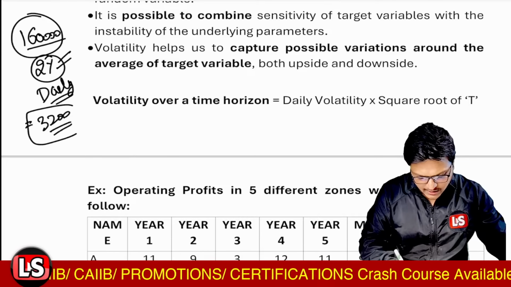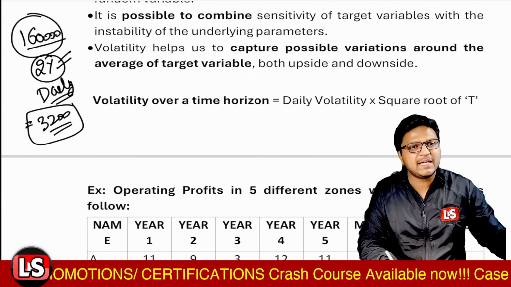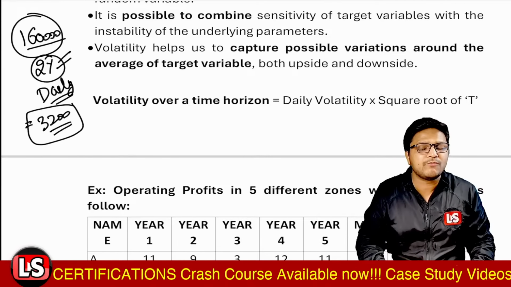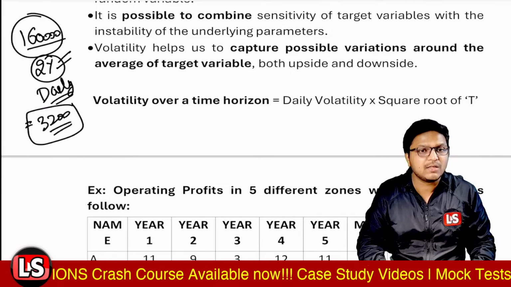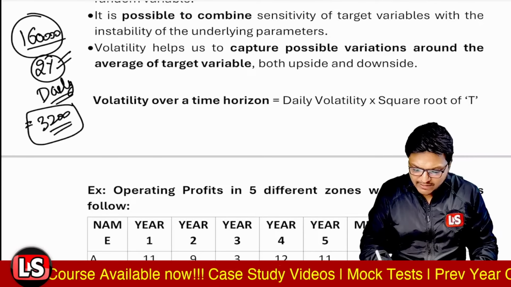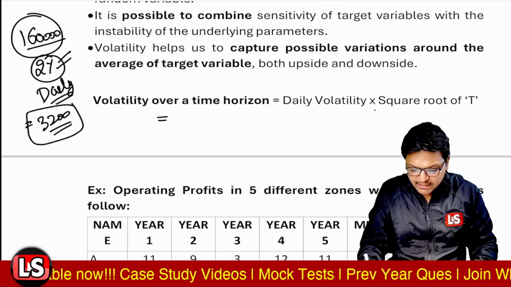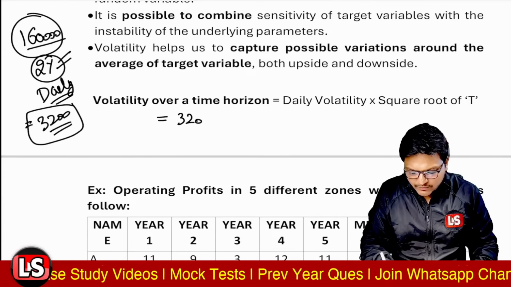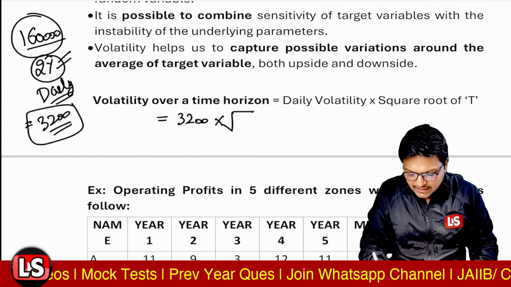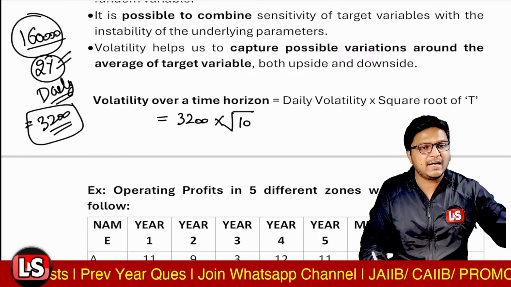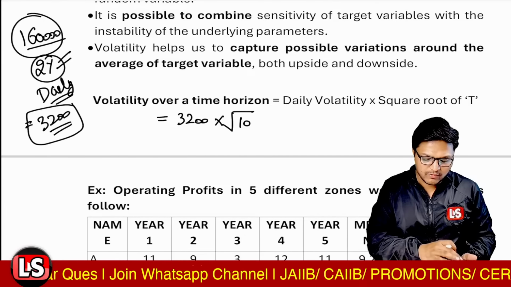That's the daily volatility. Now let's say that you are to calculate the volatility for a time horizon of 10 days. Then how can you calculate it? Volatility is equal to 3,200 multiplied by the square root of the time horizon, that is, under root of 10. And this is how you can be calculating the volatility over a time horizon.